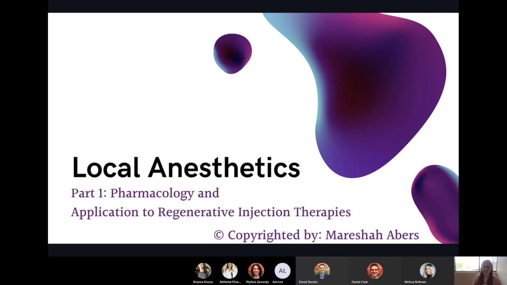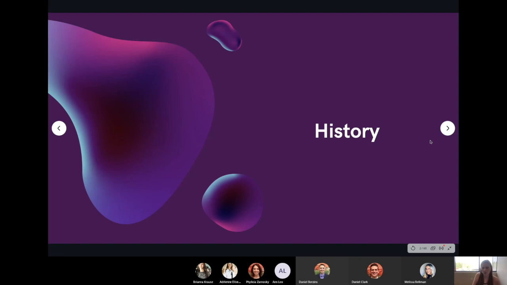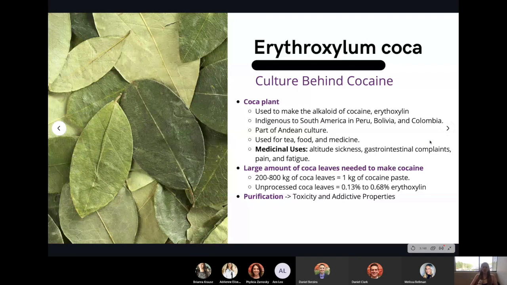Today, we're going to take an in-depth look at local anesthetics and how it relates to regenerative medicine. We're going to start at the very beginning with a plant called Erythroxylum coca. The discovery of local anesthetics originated from Erythroxylum coca, known as the coca plant.